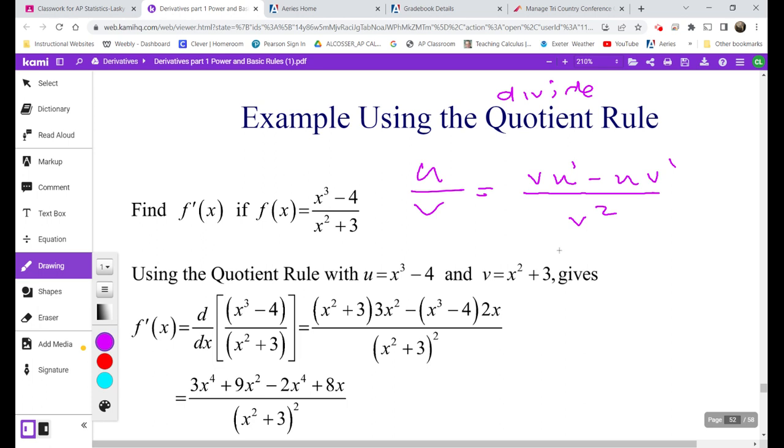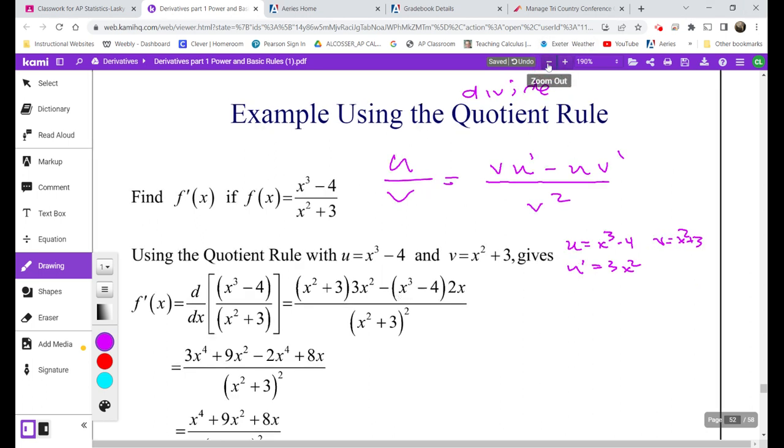All right, so now let's tackle this. I always label these things. u equals x cubed minus 4. u prime equals 3x squared. v equals x squared plus 3. I'm running out of room, and I'm not, because all I've got to do is shrink it. I'm not very smart today, am I? All right, there we go. And then v prime is equal to 2x. So this is all the information I need. You will get points for this, even if you screw this up, all right?